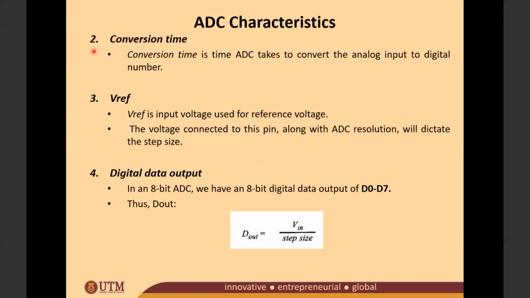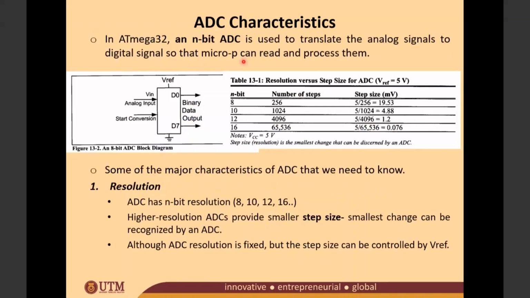Then characteristic number two is the conversion time. What is the conversion time? The conversion time is the time the ADC takes to convert from the analog input to the digital number. You can see from here, this is your analog input, and converting it to this binary data output takes time, from once the conversion has started until it finishes producing the binary data output. That is what we call the conversion time: the time taken to read the value from the sensor and produce the binary data output, which is a digital number.